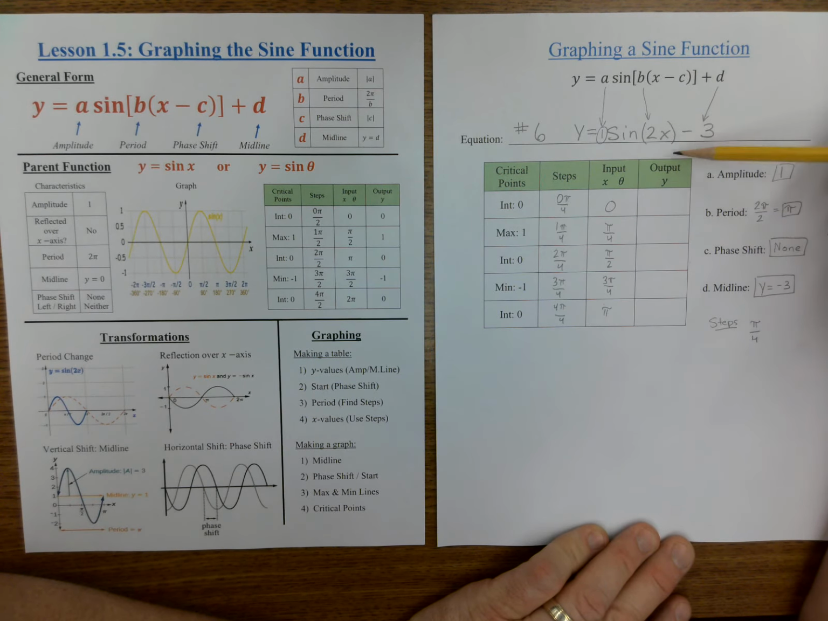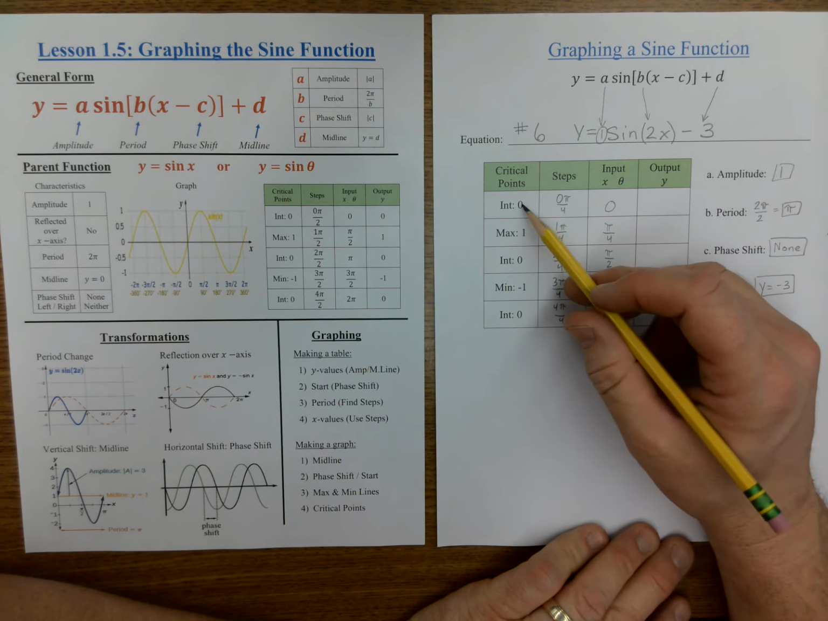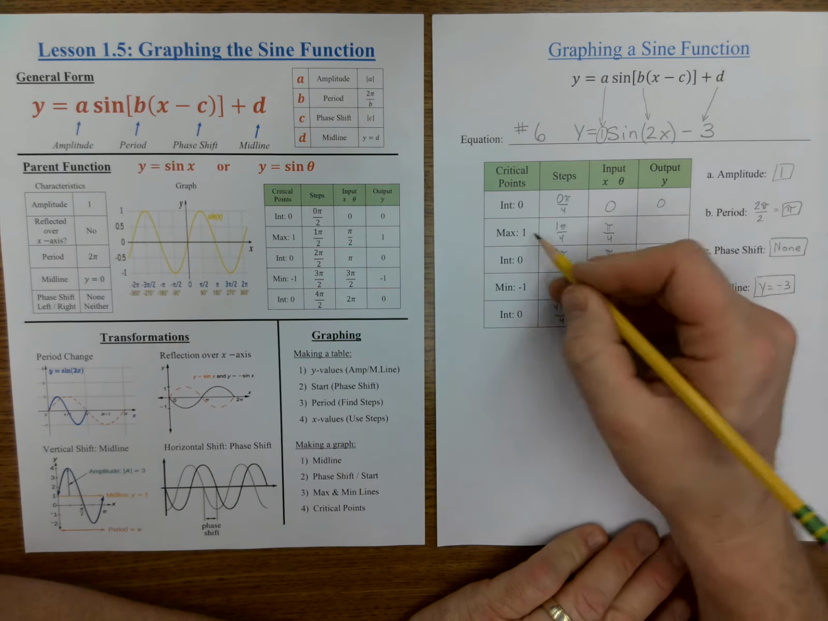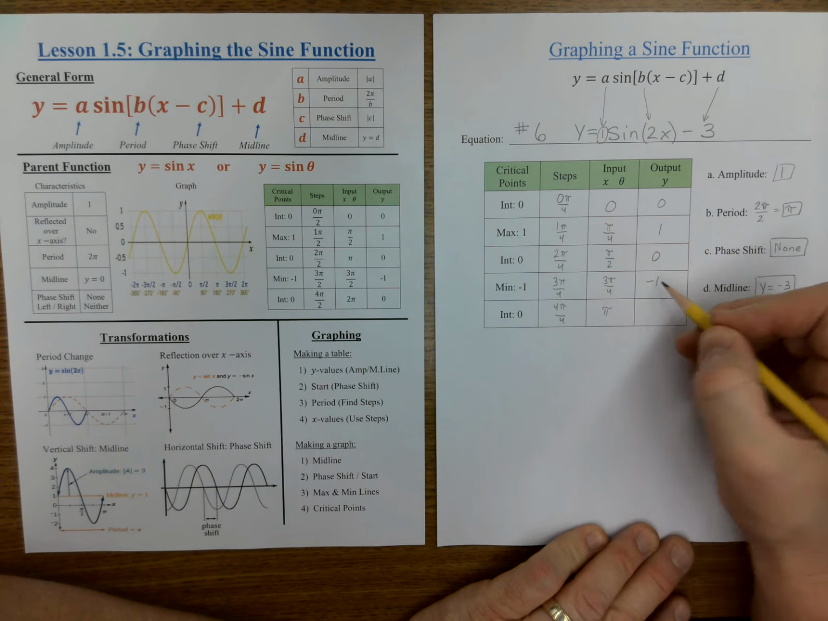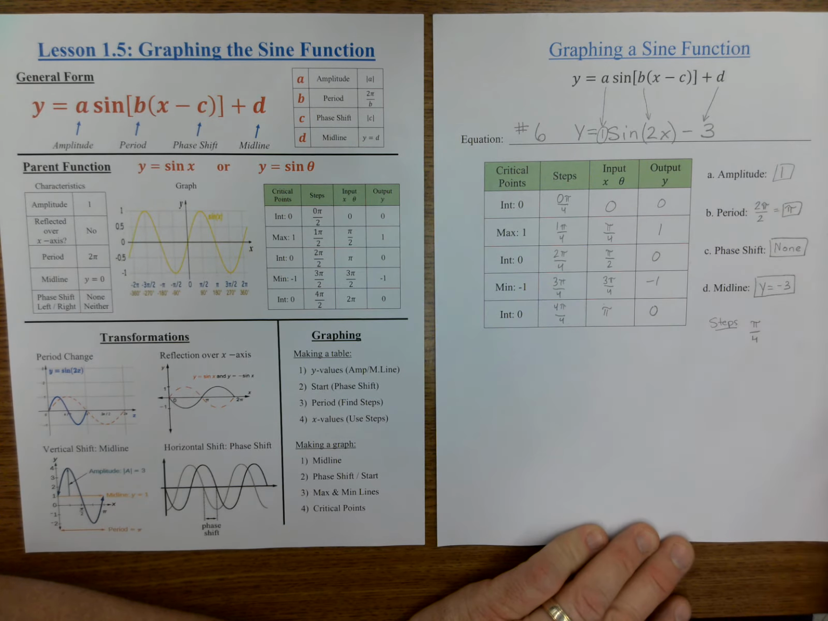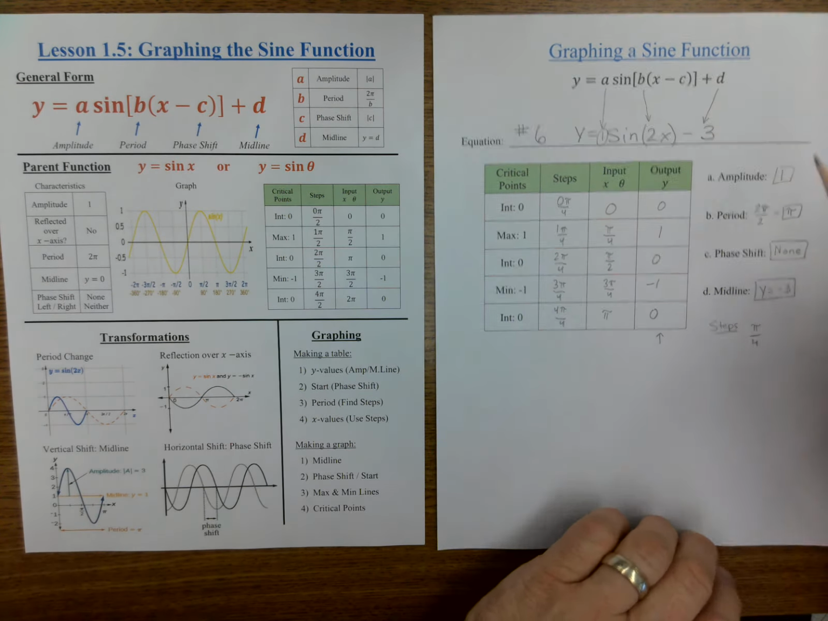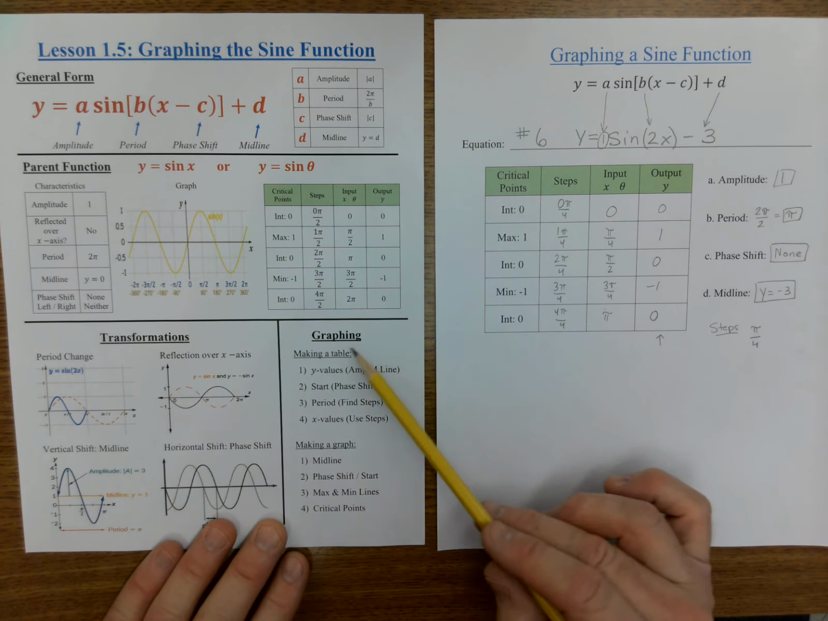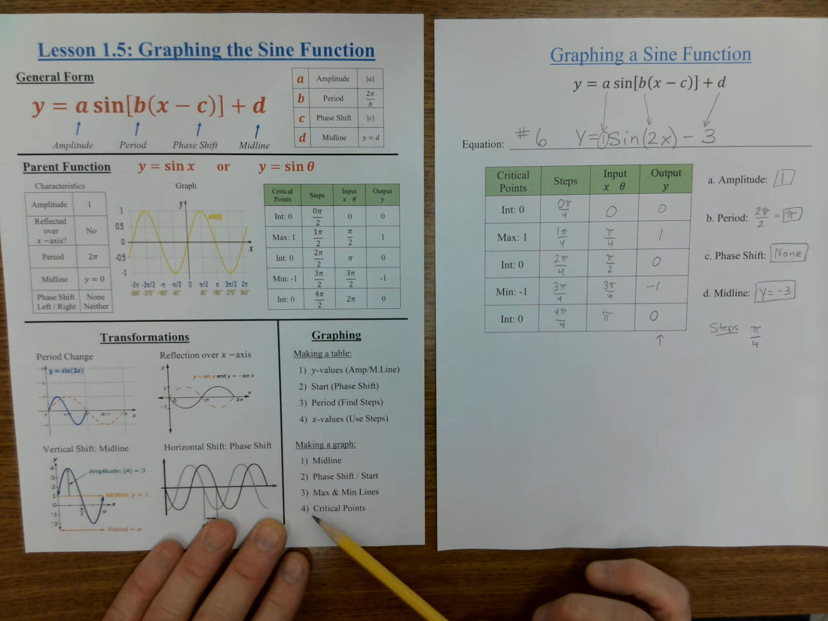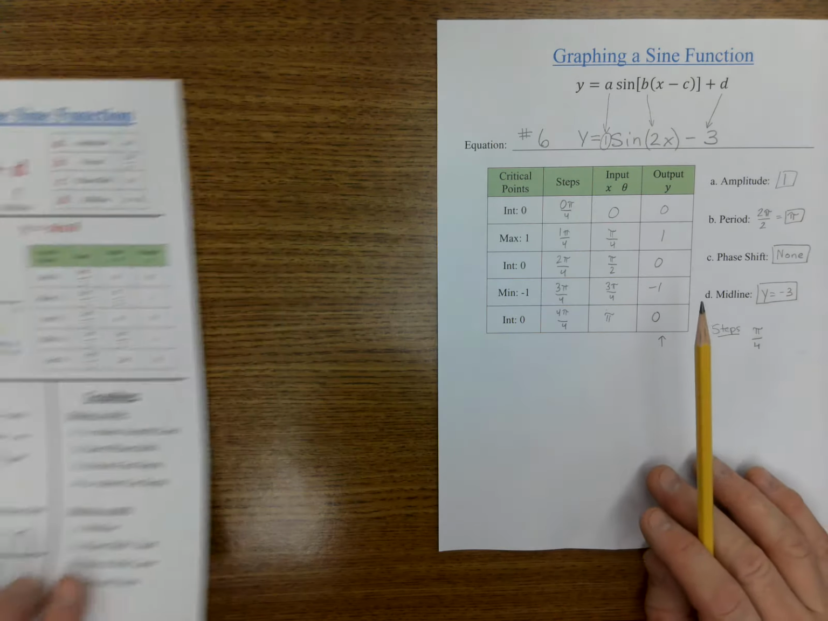All right, outputs. Maybe I should have done this first, but the amplitude is 1, so I'm just going to multiply: 0 times 1 is 0, 1 times 1 is 1, 0 times 1 is 0, then -1, and 0. I usually recommend you start here, but it will work out either way. So now we have a table, and now all we need to do is graph it. So let's go ahead and go over to the graph. And if you forget these steps, remember I have a good little chart right here on the reference sheet that should help.